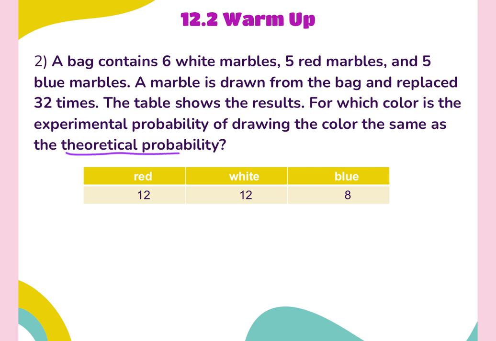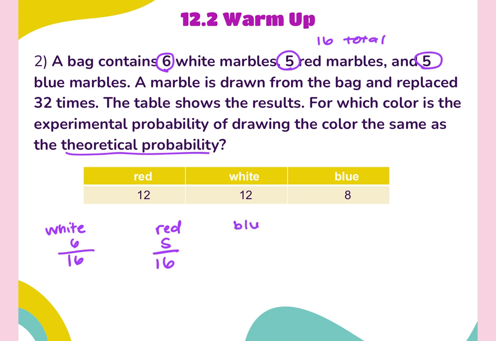So to figure out the theoretical probability, we're going to put the number of each of these different types of marbles over the total amount of marbles. So there's 16 total, because 6 plus 5 plus 5 would be 16. So for the white marbles, you would expect to get 6 out of the 16. For the red marbles, you would expect to get 5 out of the 16. And for the blue marbles, you would expect to get 5 out of the 16. The 6 out of 16 can be reduced. This would be 3/8. The other ones are going to stay as 5/16.